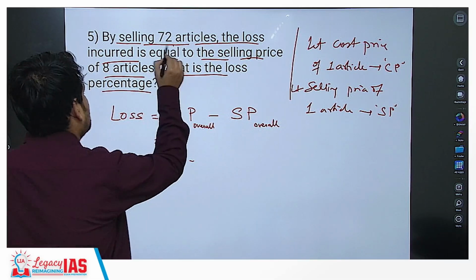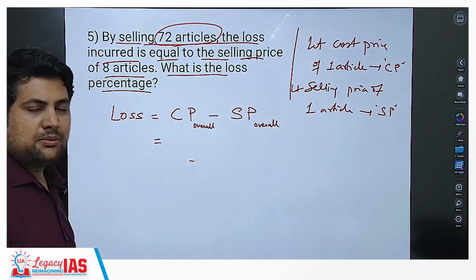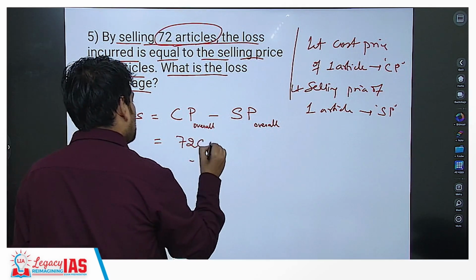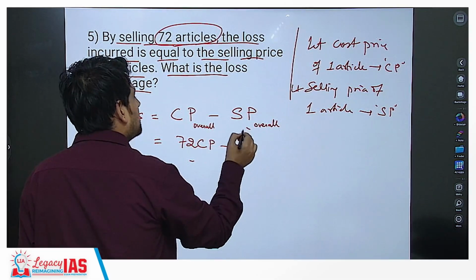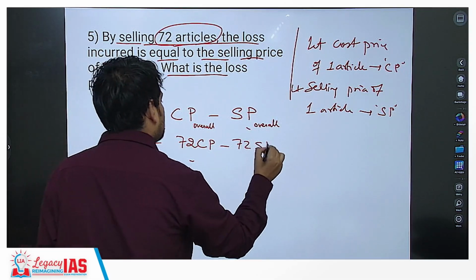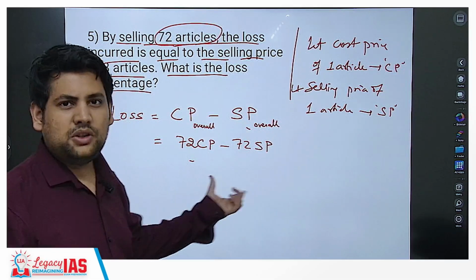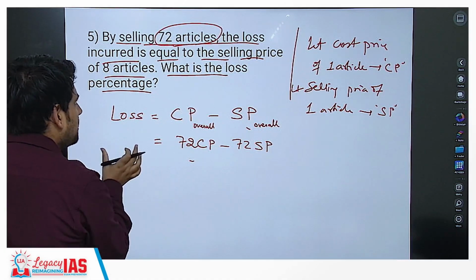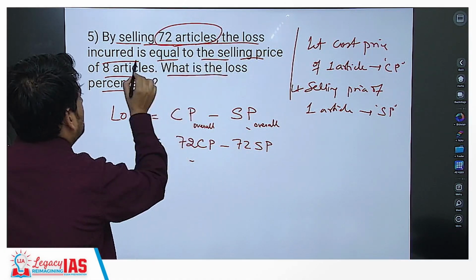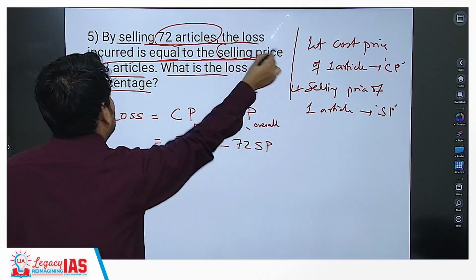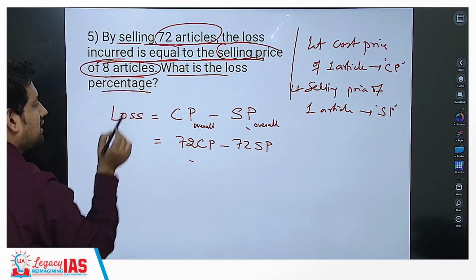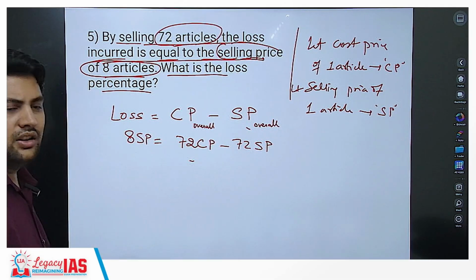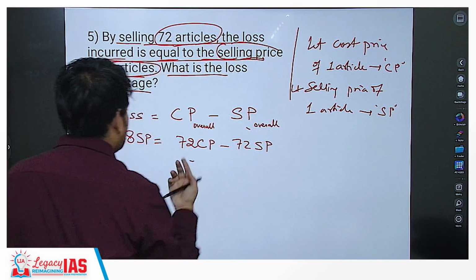Now, once you get this, you write the value of cost price overall will be what? Total transaction is in 72 articles. That means if one is costing CP, then this will be 72 CP minus selling price overall will be what? 72 SP. If one cost SP, then 72 will cost 72 SP. Now, loss becomes what? The loss incurred is equal to the selling price of 8 articles. So, this becomes 8 times selling price.